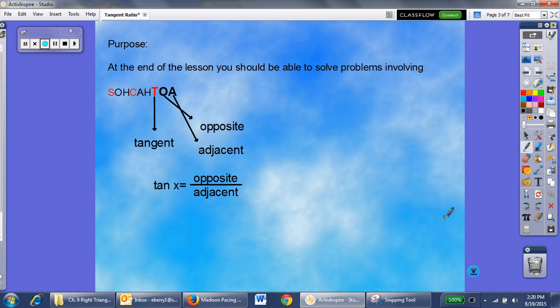So we write that this way when we actually solve problems. The tangent of x, this is an angle measurement, so it could be, for example, like the tangent of 30 degrees, equals the side opposite to it divided by the side adjacent to that angle. You'll see as we do a few examples how this is applied.